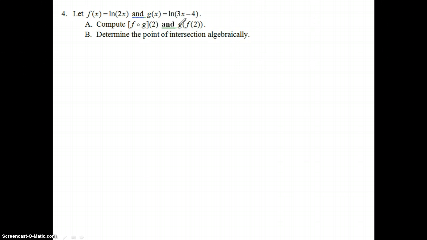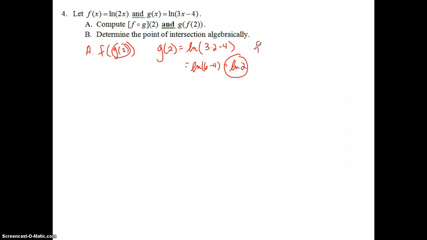Okay, compute f of g of 2 and g of f of 2. So for A, we're doing f of g of 2. The easiest thing to do is let's do g of 2 first. So g of 2 is going to be ln of 3 times 2 minus 4, which is ln of 6 minus 4, which is ln of 2. Then I'm going to take this and find f of that. So I'm going to take ln and plug it in there, and we're going to have the natural log of 2.